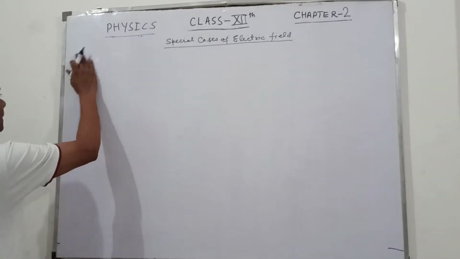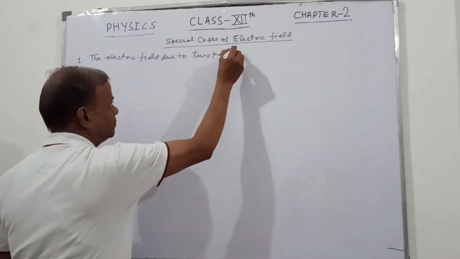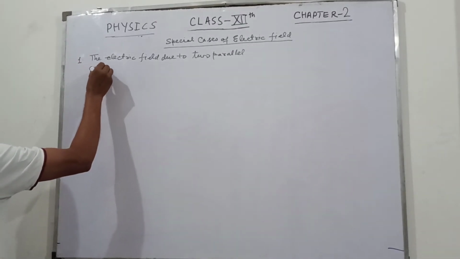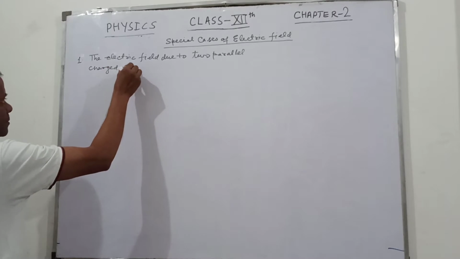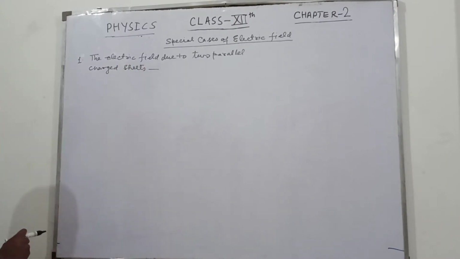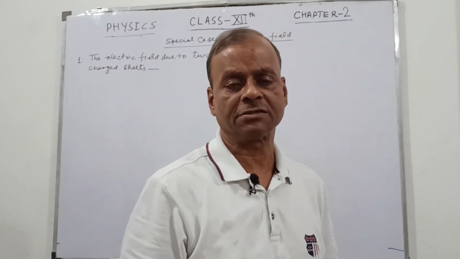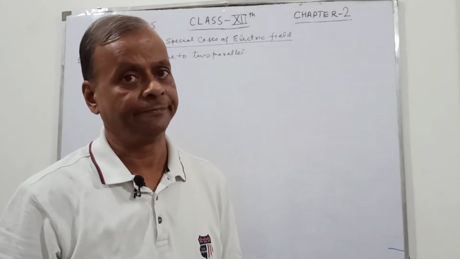First I am taking number one, the electric field due to two parallel charged sheets. It means that you are given two sheets which are parallel to each other and they are charged, and then you have to find the electric field because of them.